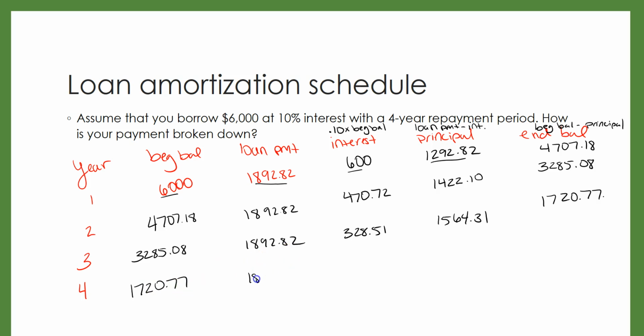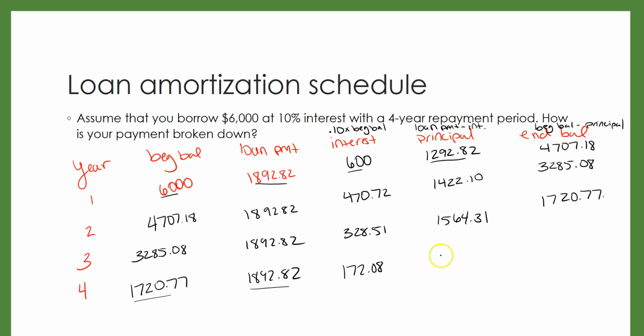Now this may look confusing here because our beginning balance for year 4 is less than the actual payment. But don't forget that this was our beginning balance at the beginning of the year. This is our payment at the end of the year. So we do have to pay interest on this loan during the course of that 4th year. So our interest is $172.08, which is 10% times our beginning balance.